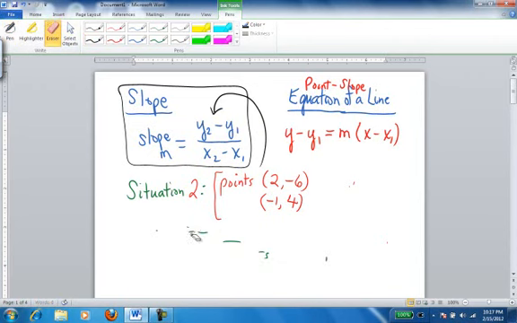Now I'll get this out of the way so we can look at it. Alright, I have to decide which of the points is x2, y2 and which of the points is x1, y1. It really doesn't matter. It's up to you. I'm going to let this one be x1, y1 and this bottom one be x2, y2. Again, I have to be consistent. So when I fill these in the slope formula, I'm going to fill them in like so.